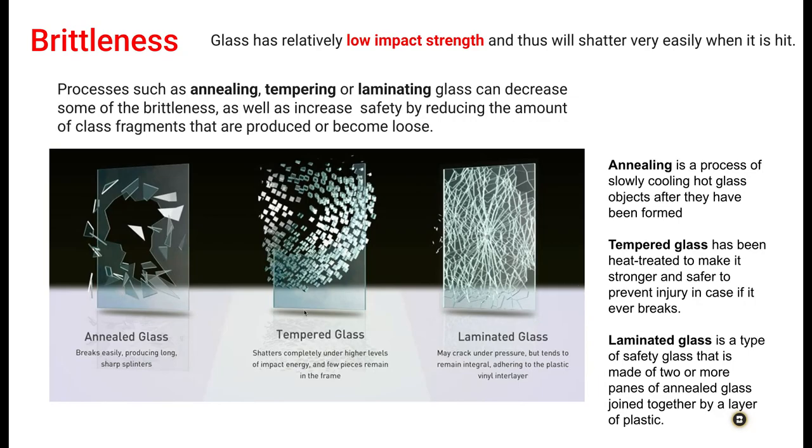Tempering is reheating the glass, so kind of like you do it with metal, and then cooling it again. And what happens when it's tempered is it makes it stronger, and when it does break, it'll shatter completely into really, really small pieces. And then the third one, which is like your car windows, laminated glass, is actually 2 layers of glass with a layer of plastic in between. So even when it shatters, you don't end up with glass all over the place.